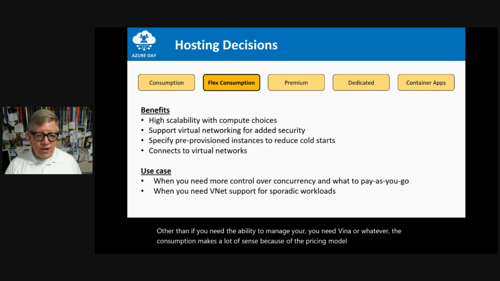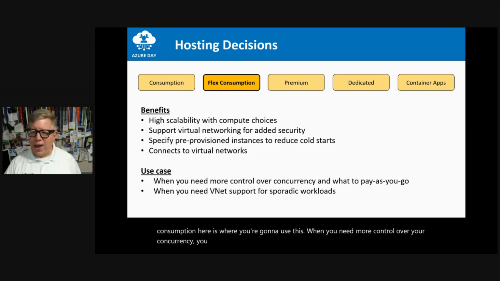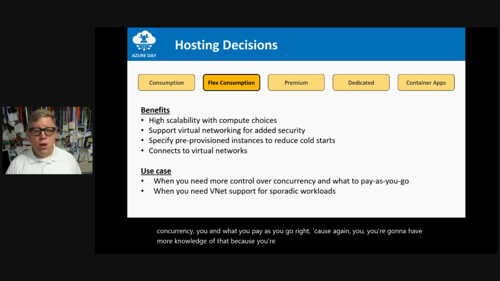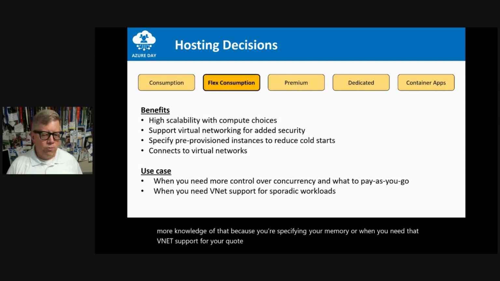Your flex consumption, here is where you're going to use this when you need more control over your concurrency, and what you pay as you go, right? Because again, you're going to have more knowledge on that because you're specifying your memory, or when you need that VNet support for your quote unquote sporadic low workloads, right? I mean, again, makes a whole lot of sense here.